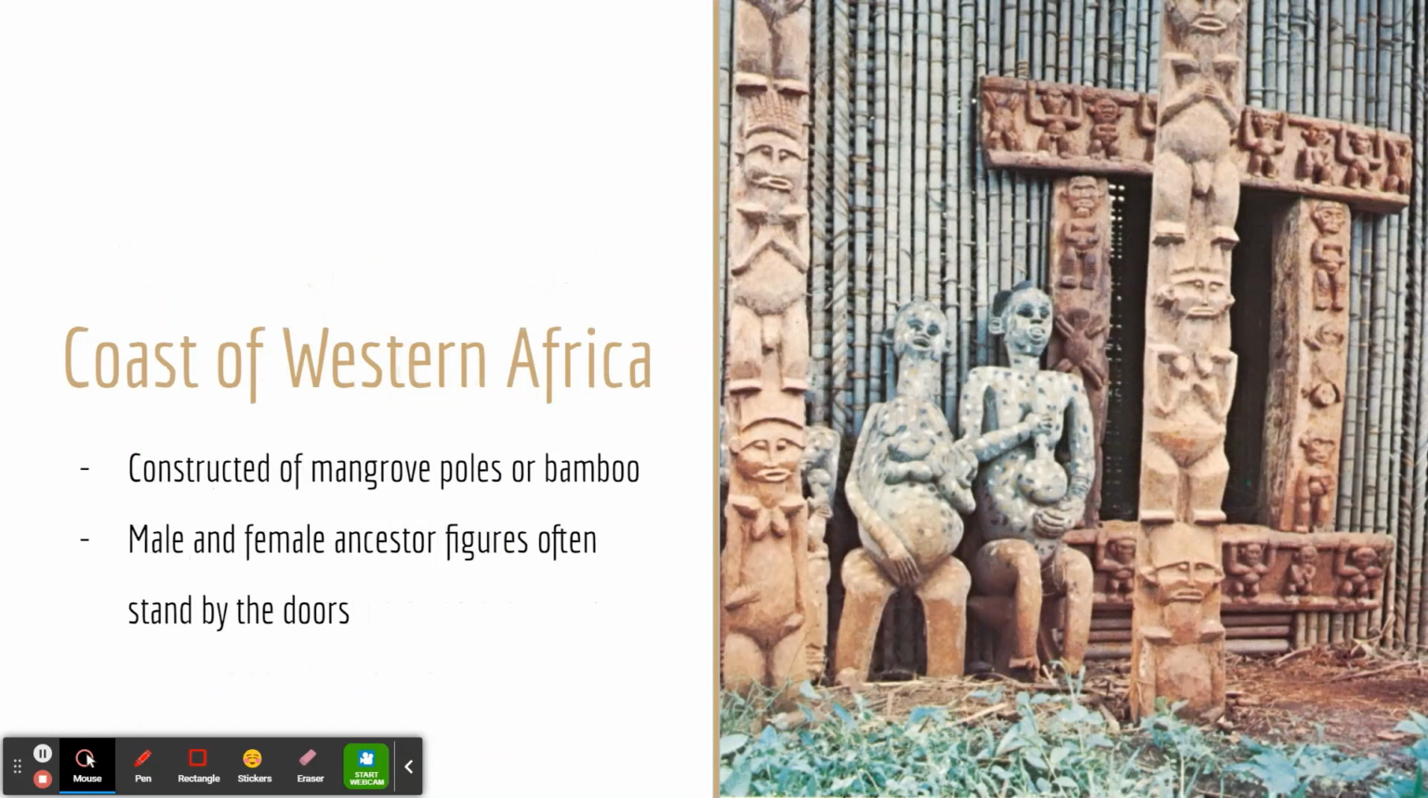Coast of Western Africa. People who lived by the coast constructed houses of mangrove poles or bamboo. They often have male and female ancestor figures standing by the doors. And on the right, here is an example of male and female ancestors standing by a house near the coast of Western Africa.